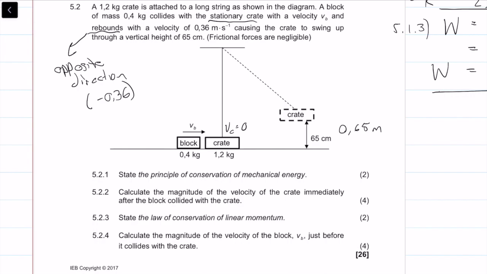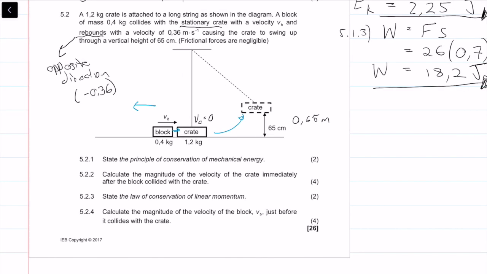Okay, so what's happening is, essentially, if we had to draw this out, this block collides with the crate. Then after that, the block moves to the left and the crate swings upwards. Okay, cool stuff. Taking that into consideration, let's go into question 5.2.1, which is again a definition.